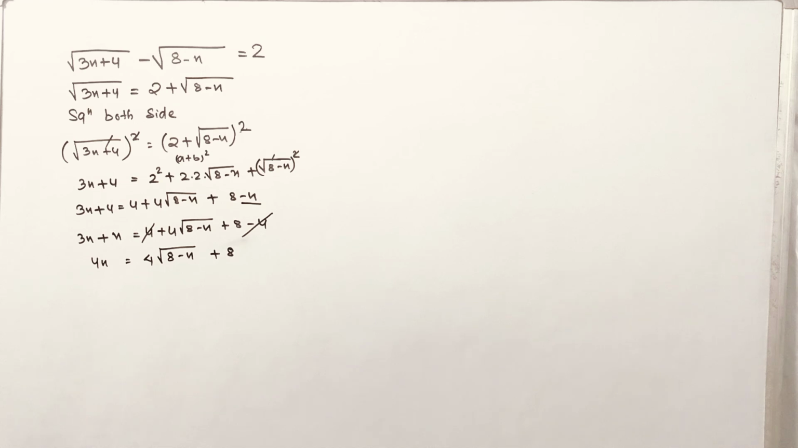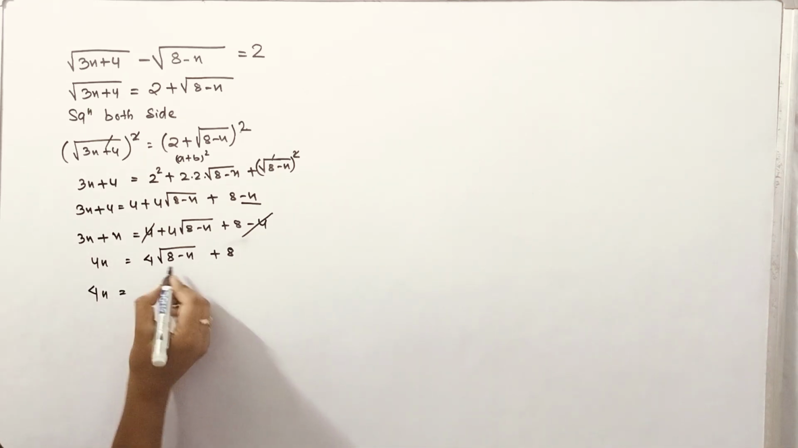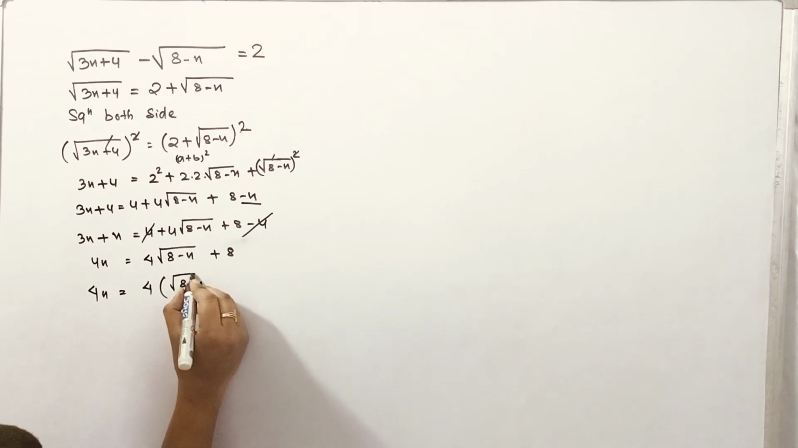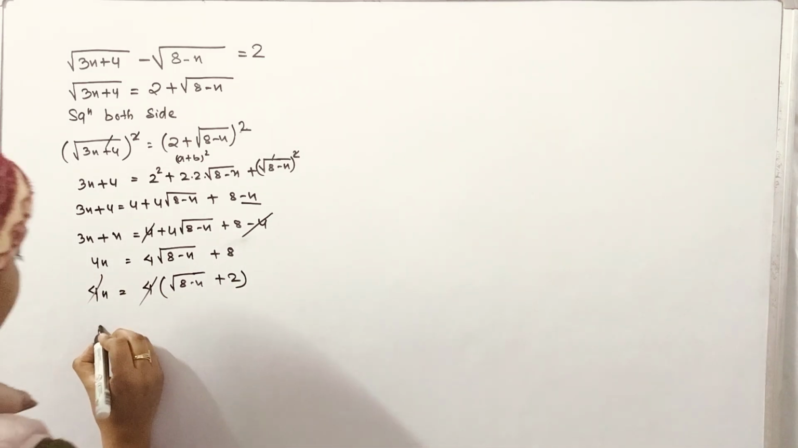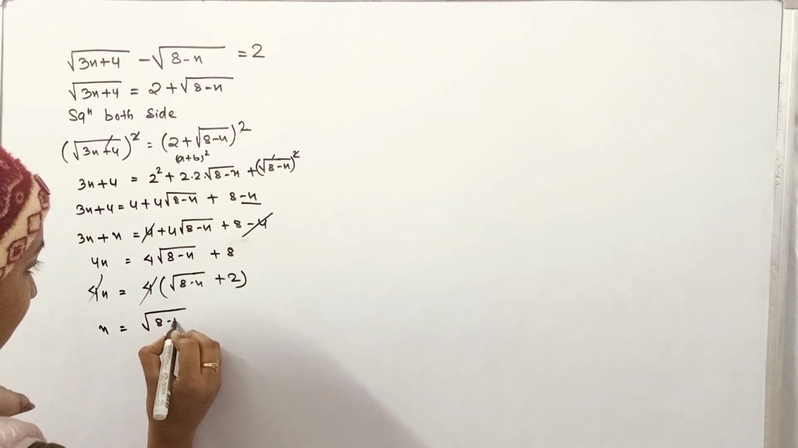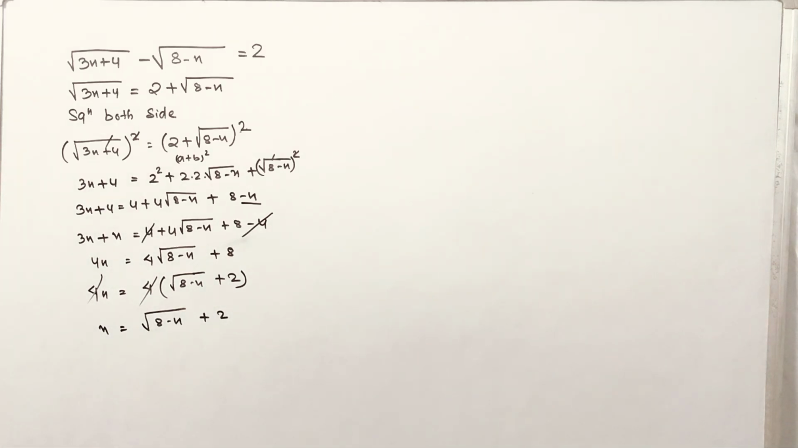Now here, one thing you can see is that we have 4 common on both sides. So plus 2. Fine. Now this 4 and this 4 get cancelled out. So now we have x is equals to root under 8 minus x plus 2. Fine. So now we have this. Now what we will do? See, again we have a square root with us. So what we will do? We will square it both sides.